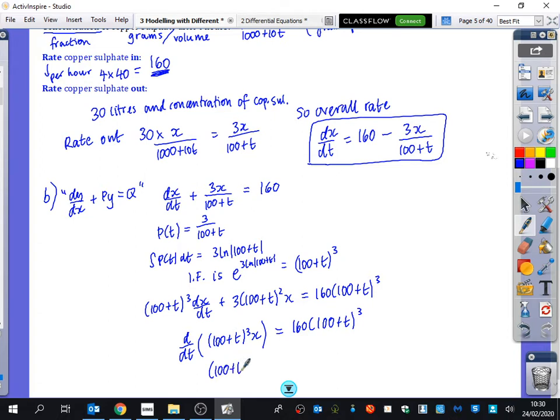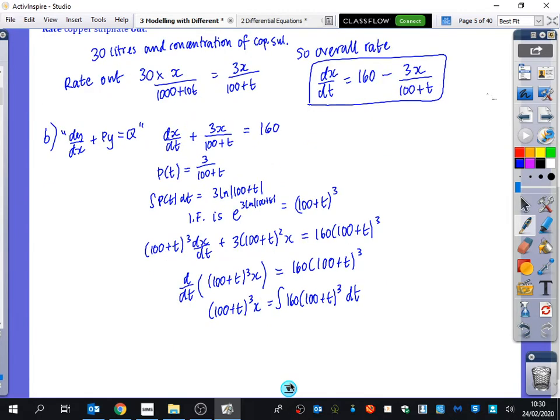So (100 + t)^3 x equals the integral of 160(100 + t)^3 dt. What is the integral of this? 40, so we'll have (100 + t) to the power of 4. Yeah, so it's 40 with that. So it's 40(100 + t)^4 plus c.